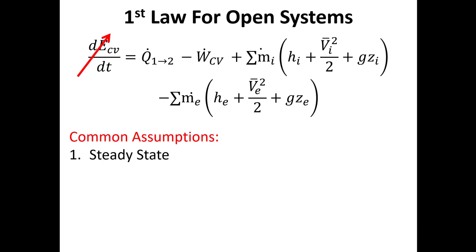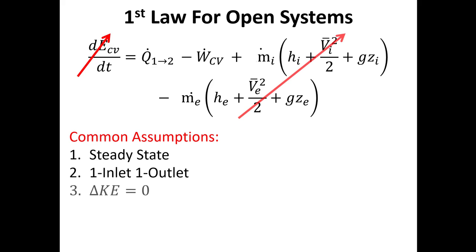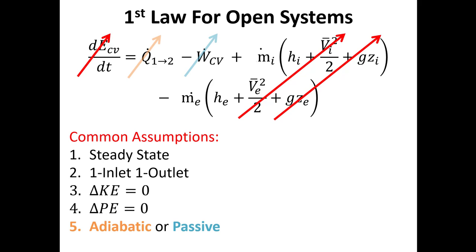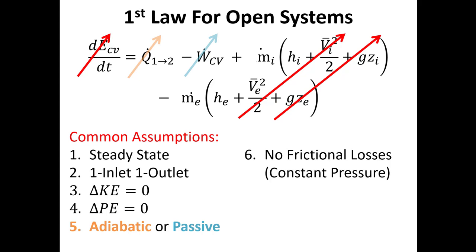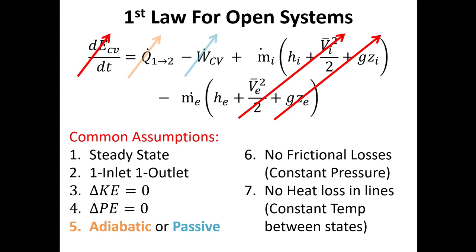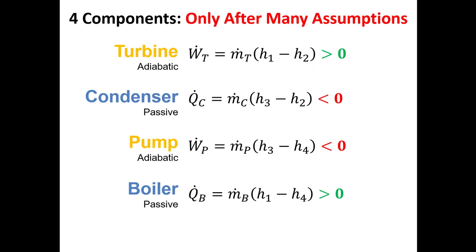We'll typically assume that the system is at steady state, that there's one inlet and one outlet into these components, that the change in kinetic energy can be neglected, like the change in potential energy. We'll assume for each component that it's either adiabatic, meaning that it's insulated and not losing heat, or that it's passive, meaning that it's not generating or consuming power, that there are no friction losses in the system, and there's no heat losses as the fluid is moving through whatever plumbing is connecting our different components.